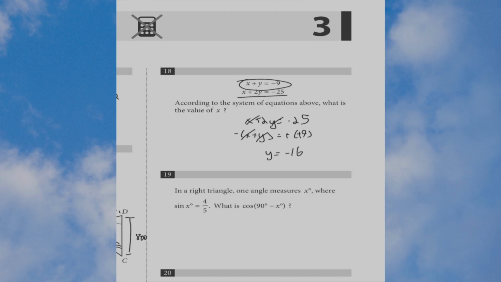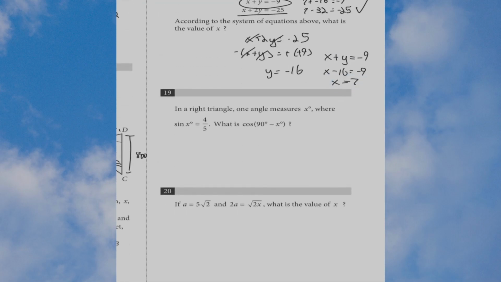Since y is -16, we can plug it back into the top equation, x plus y is equal to -9, x minus 16 is equal to -9, add the 16 on both sides, you have x is equal to 7. Now, does this actually make sense? 7 plus -16 is equal to -9, we know that. 7 minus 32 is equal to -25. It works for both.